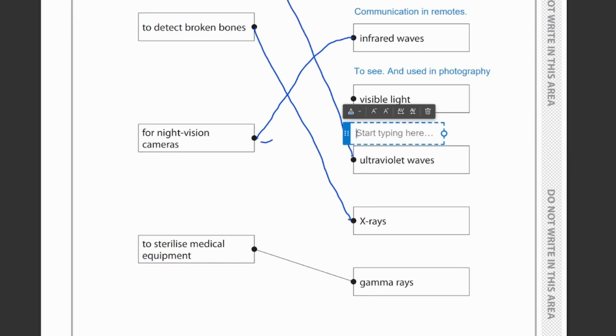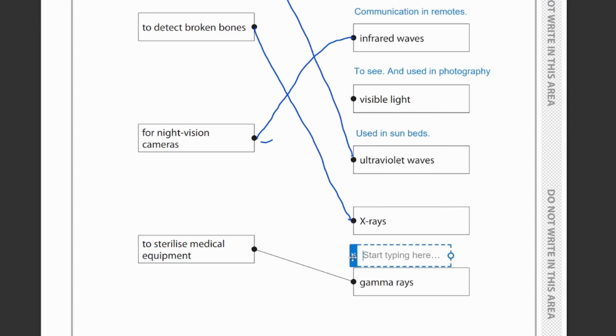Ultraviolet, apart from being used to detect forged banknotes, is used in sunbeds. X-rays, we already know, are used to detect broken bones. Gamma rays, apart from being used to sterilize medical equipment, are used to cure cancer or kill cancer cells. Now let's move on to the next part of the question.